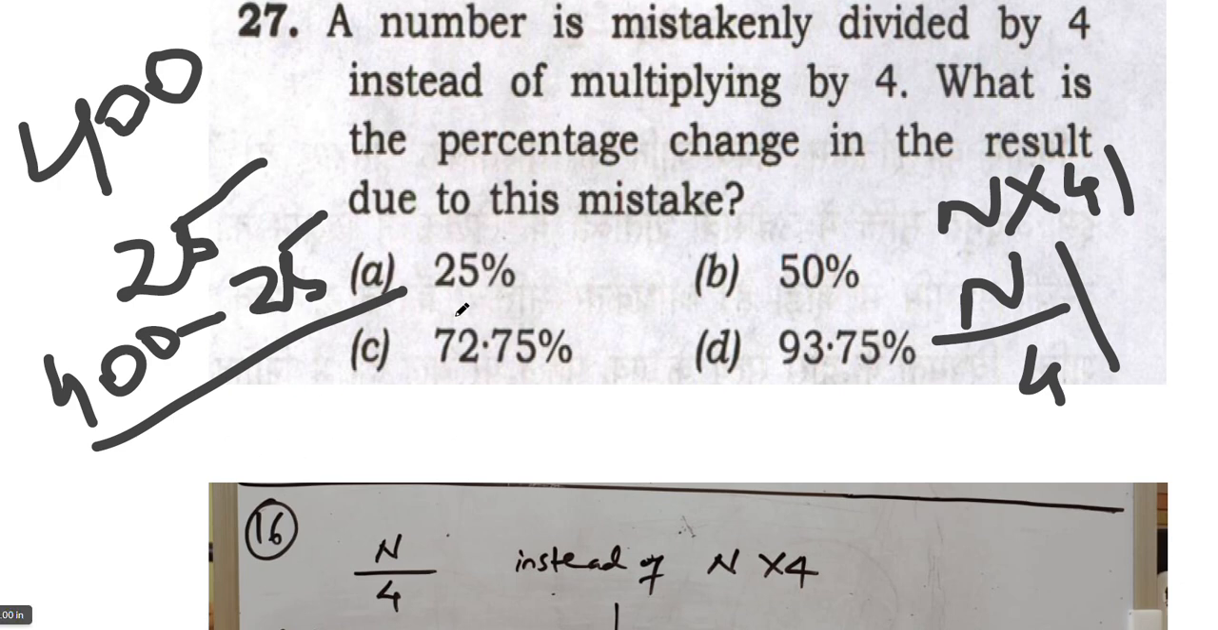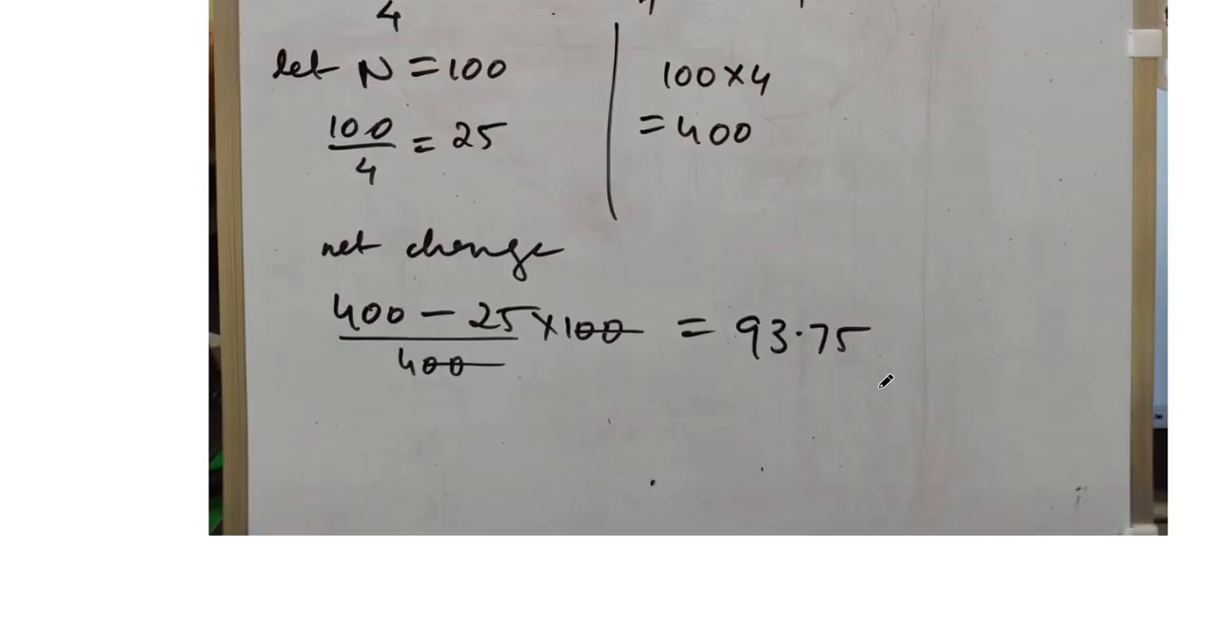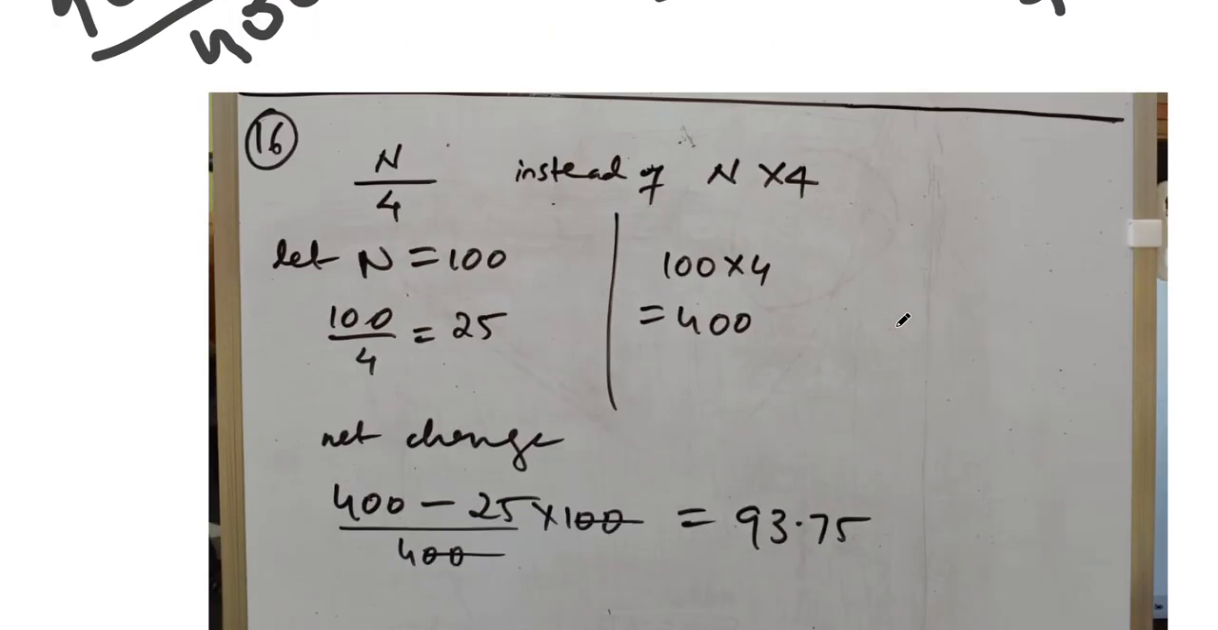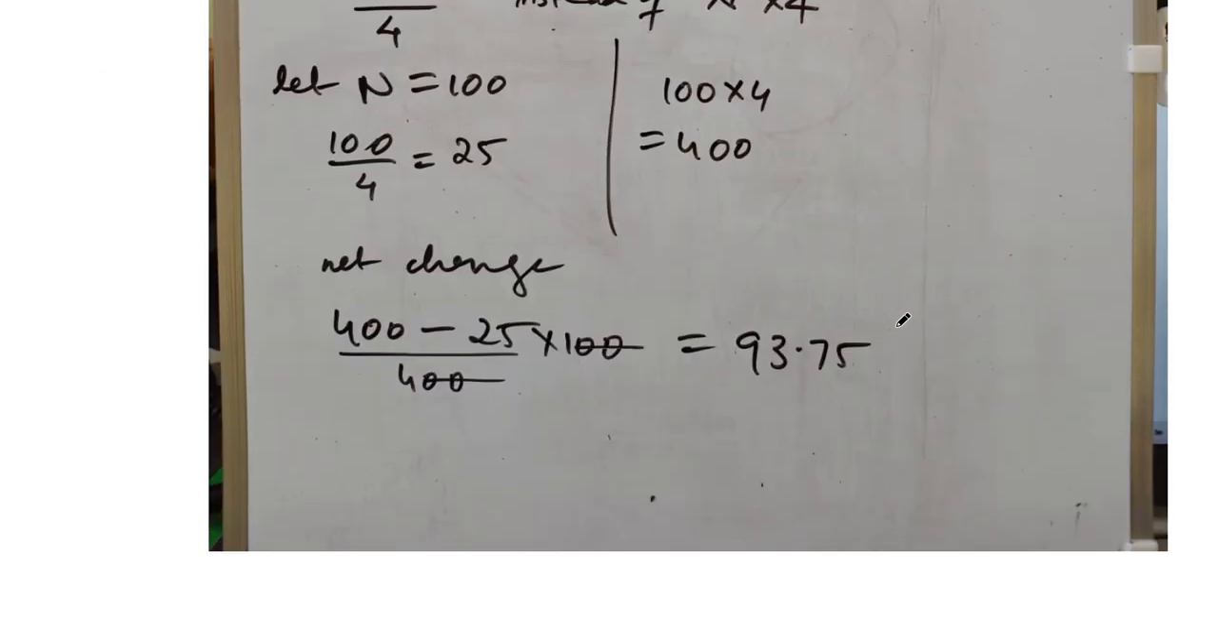I told you the base is the one on whose basis we are calculating the percentage change. So we are calculating based on what we were actually supposed to get, which is n into 4. We intended to do n into 4, but we ended up doing n by 4. So n into 4 should be the base, right? So 400. When you calculate it, you are going to get 93.75 as the correct answer. Okay, this is how we will do it. Hope you are finding percentage problems easy, right?